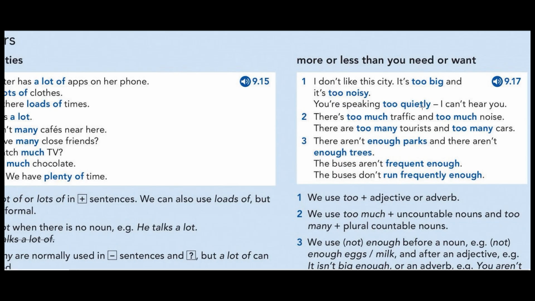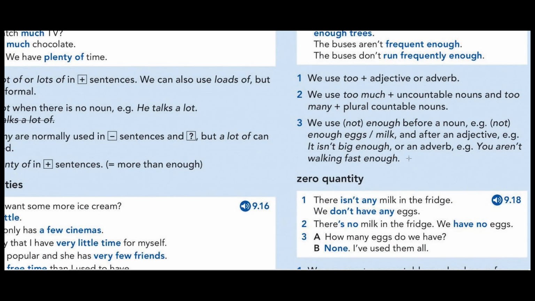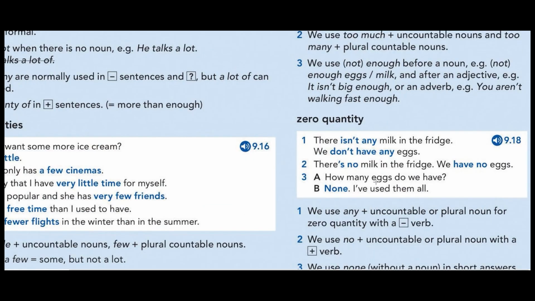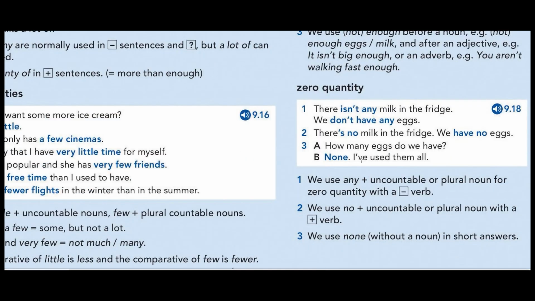Так, здесь плюс-минус. А по поводу enough, здесь вам придется запомнить, что enough у нас идет до существительного, то есть there aren't enough parks, there aren't enough trees, но после прилагательного и после наречия. The buses aren't frequent enough, the buses don't run frequently enough. То есть до существительных, но после этих прилагательных и наречий. Это тоже запоминается.